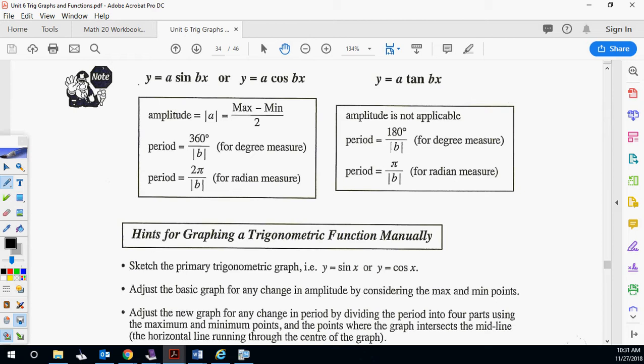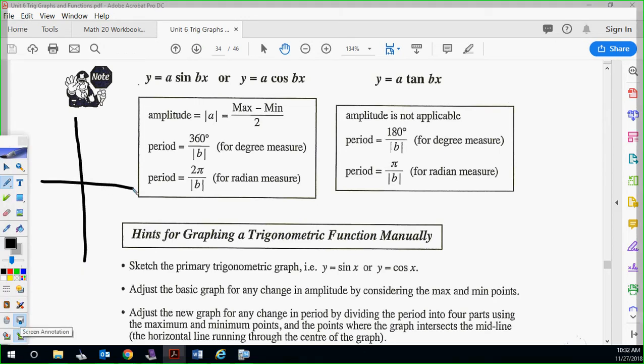Did you guys do that homework question for tangent? What did tangent do? Did you notice? Tangent didn't stop, because tangent has asymptotes. So if you didn't do that, you need to do that tangent one, or else you're going to be really lost on tangents. Tangent's completely different.